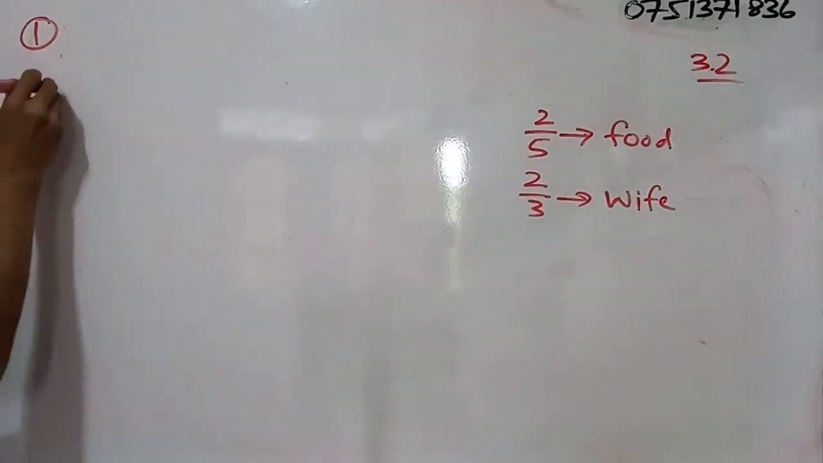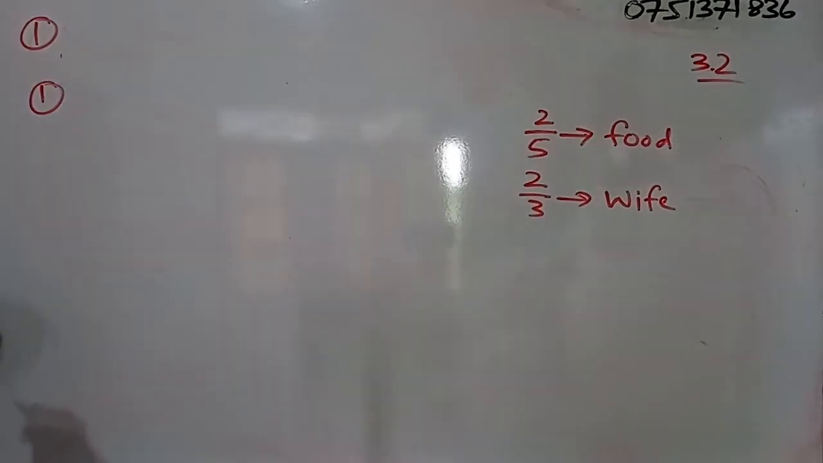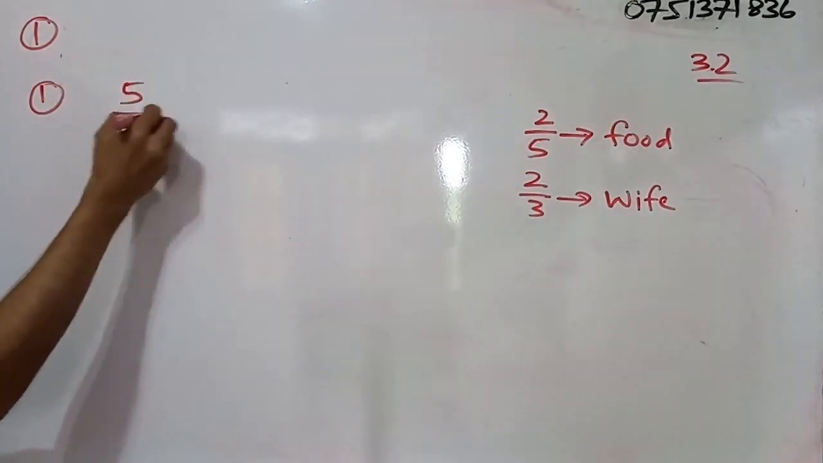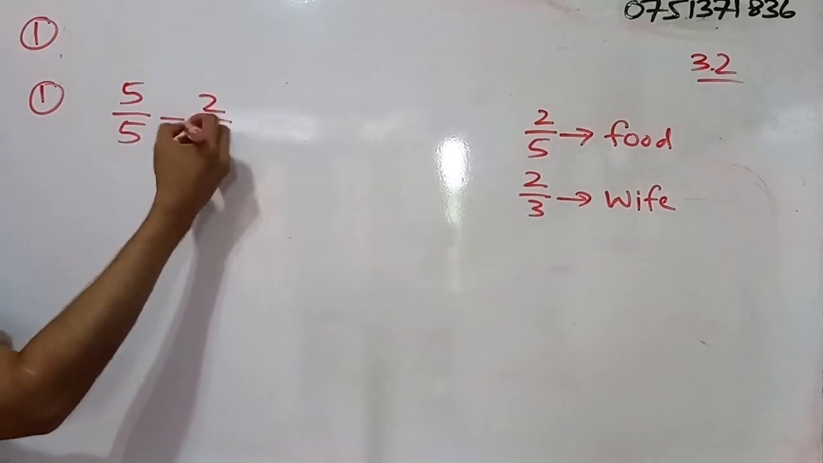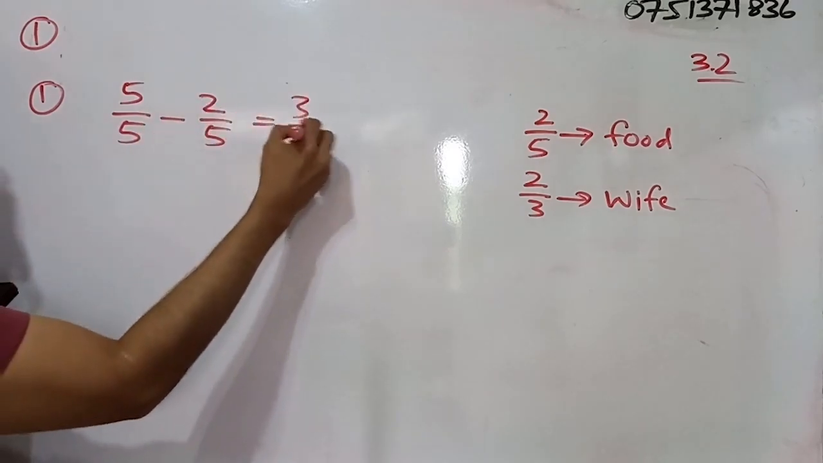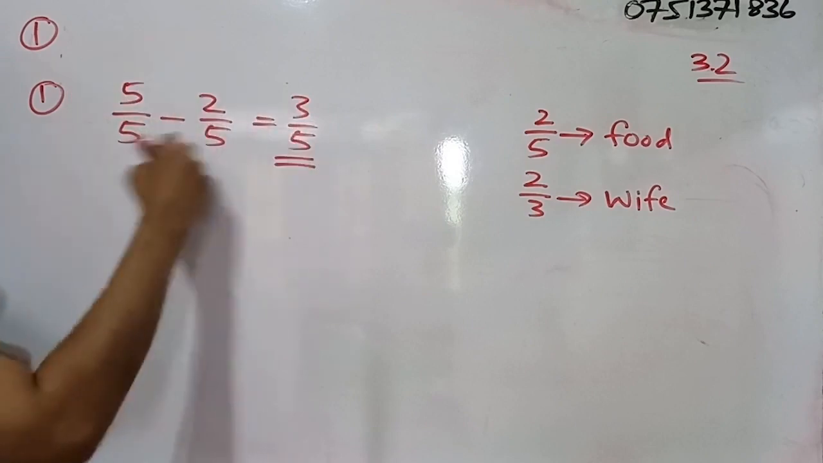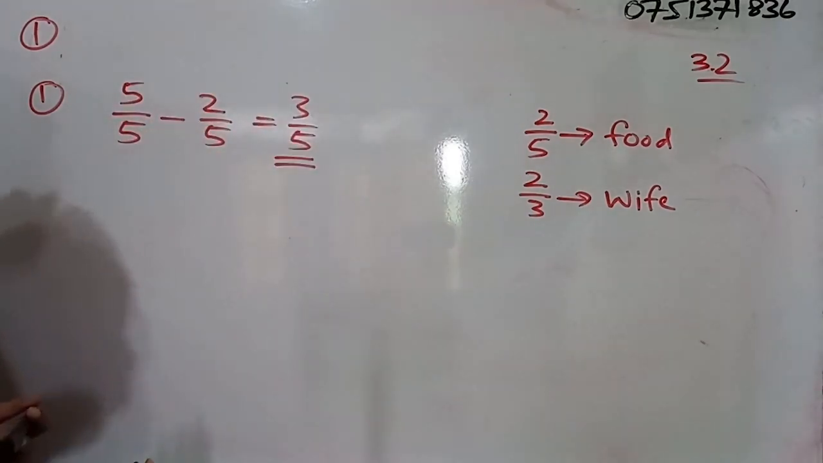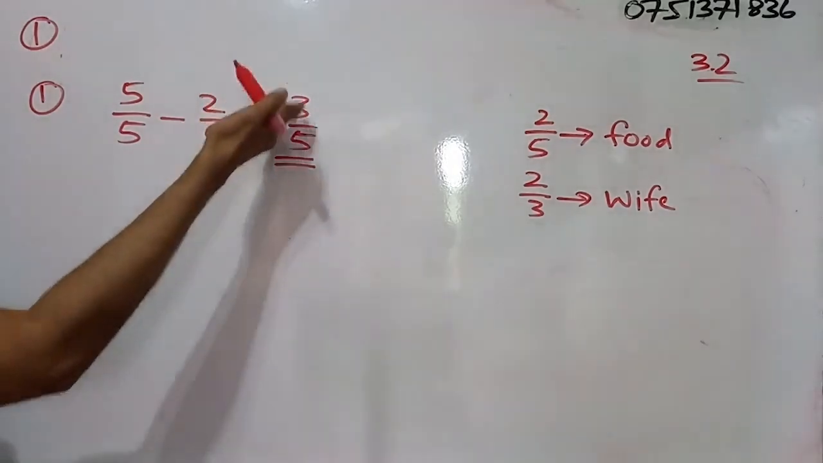Okay, so what is the first part? What fraction of his salary remains after he has spent for his food? Right? So from 5/5, we have to subtract 2/5. So this is 3/5. So we don't even have to do this calculation, right? We can directly come up with the fraction which is 3/5.